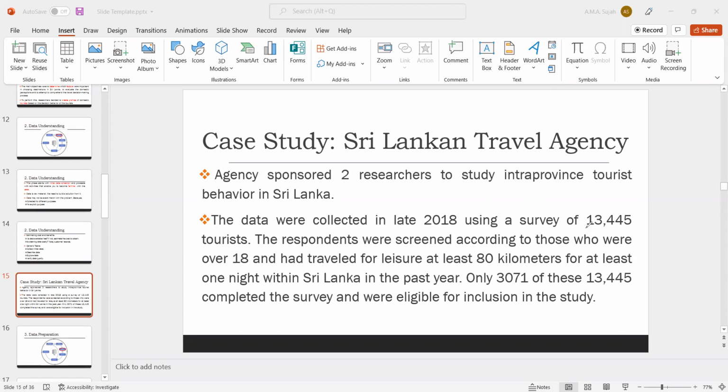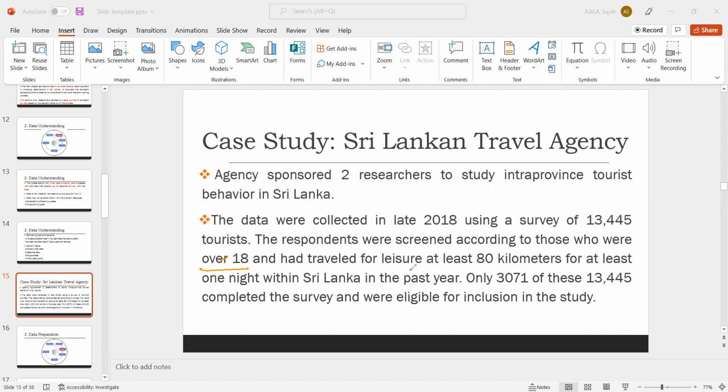Okay, let's think they are using a survey of 13,445 tourists. Among them, they are checking how many people are over 18. The age is over 18.